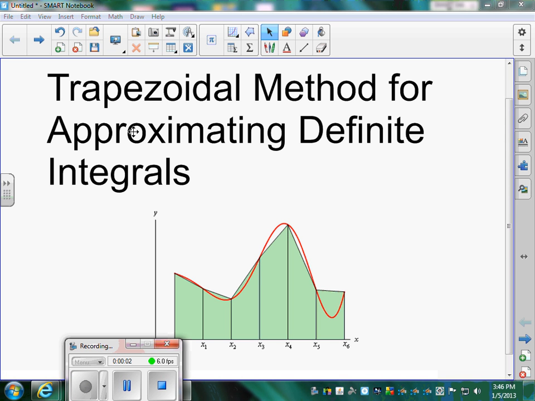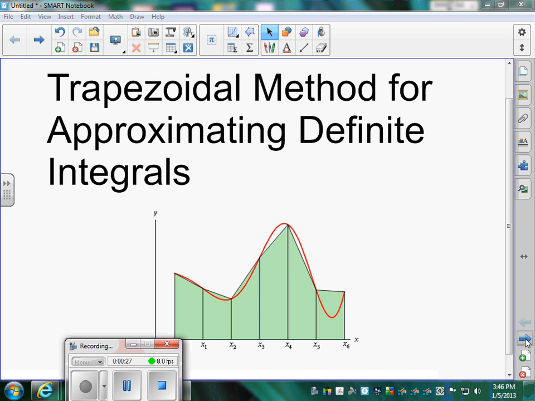In this lesson, we're going to be talking about the trapezoidal method for approximating definite integrals. As you can see here with the picture I have illustrating what the trapezoidal method would look like, it's sort of similar to what we've done with our Riemann sums, but now we're going to be using trapezoids to find the area under the curve rather than rectangles.